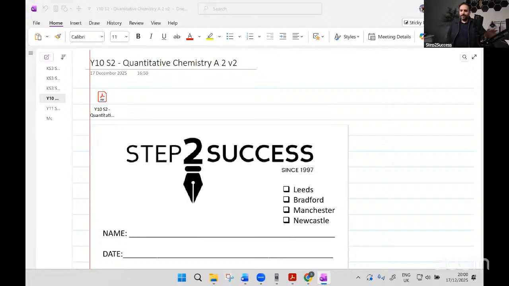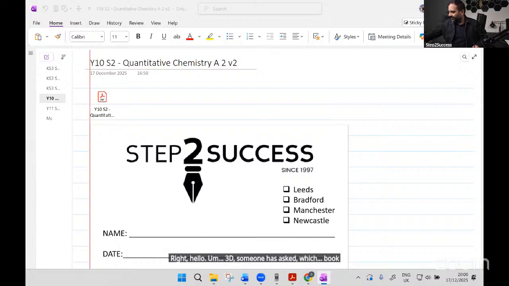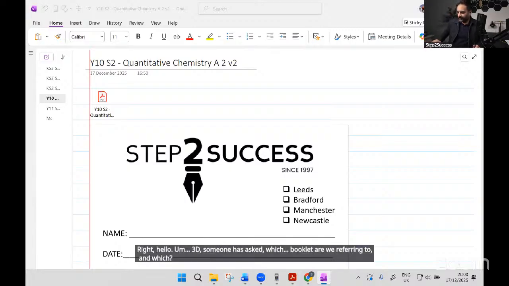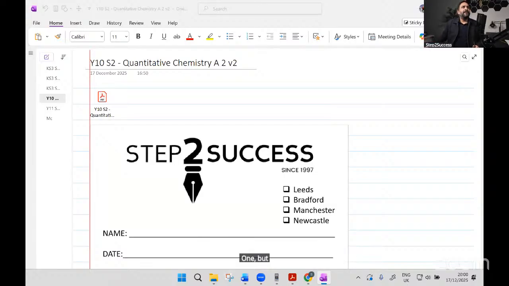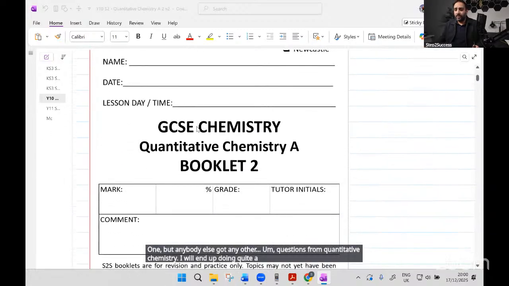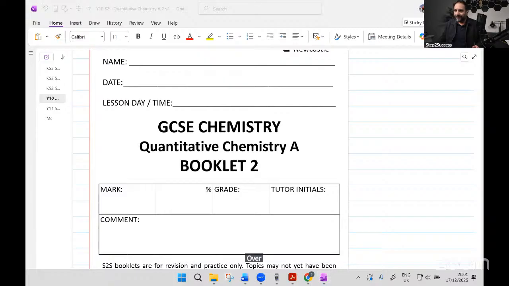Right, hello. Someone has asked, which booklet are we referring to, and which one? But has anybody else got any other questions from quantitative chemistry? I will end up doing quite a few questions from these two booklets that people had over the course of the last lesson.